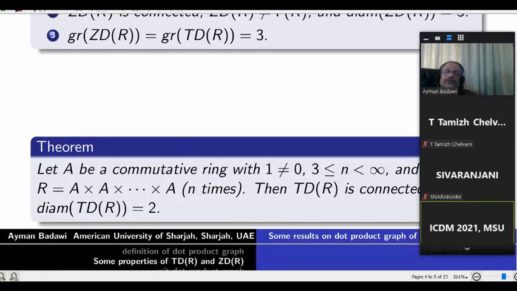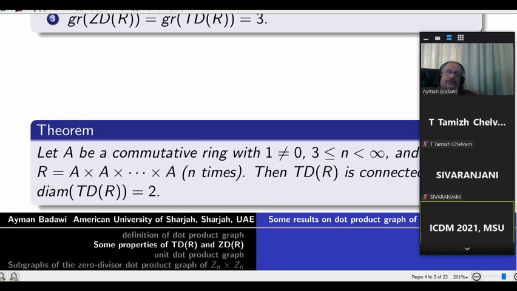Okay, so these are properties when R is a product of two commutative rings. Okay, if A is a commutative ring and n is bigger than 3 and less than infinity, and you take R to be n copies of A, then the total dot product graph is connected and the diameter of the total dot product graph equals 2. Okay? The diameter of the total dot product graph will be 2. And again, the diameter is the maximum of all the distances.